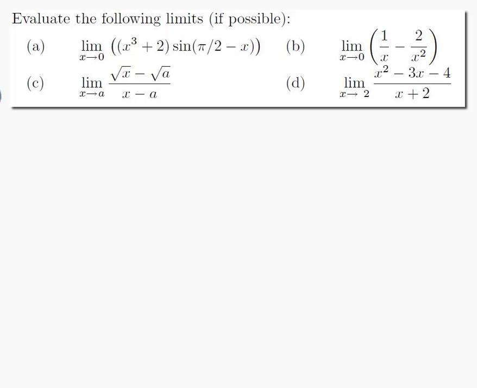Evaluate the following limits if possible, and there's 4 limits to evaluate. Now the question says if possible, which means that perhaps not all the limits are guaranteed to exist, so I should be prepared for that happening. But of course I won't know until I try them, so let's start.